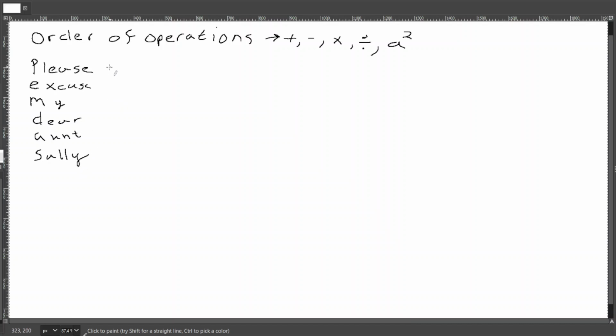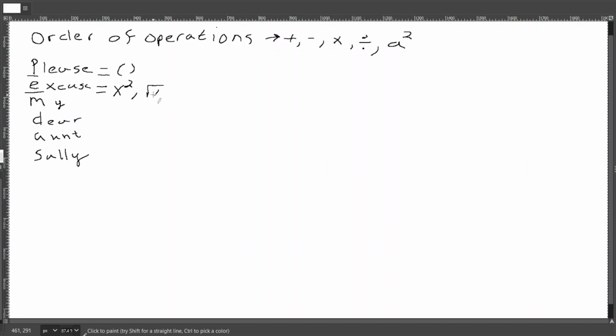Now these correspond to something, right? The P means parentheses. So please excuse my dear Aunt Sally is just a way to remember it. It's the beginning letters. I'm going to say it's an acronym, but I think that's wrong. Please remind me down below in the comments what it's called. But you use the first letters to remember something. So x squared and also exponents. So E is for exponents, okay?